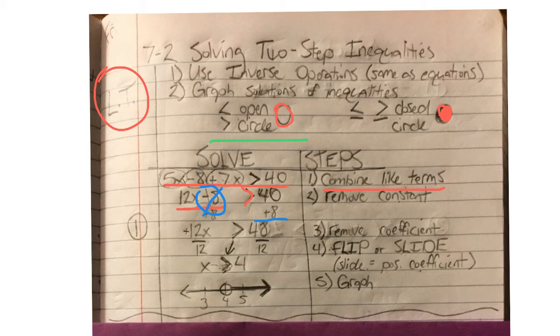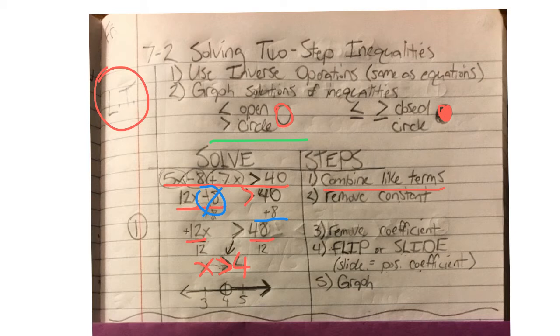Now 12x, that is 12 times x. So the opposite of multiplication is division. So that's why right here I wrote divided by, oops, I didn't write, divided by 12. If I do divided by 12 on the left side, I also have to do divided by 12 on the right side. Now I'm left with x is greater than 48 divided by 12, which is 4. So that is my solved inequality, but I need to write that on a number line.